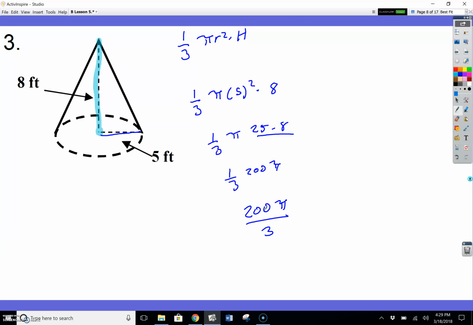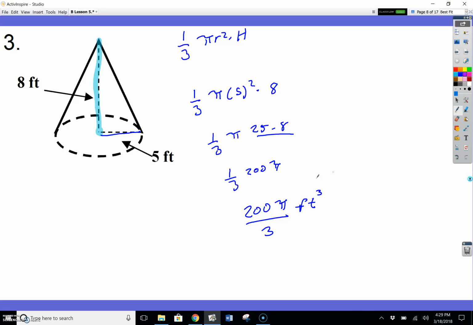Now it asks for your answer in terms of pi. You cannot simplify 200/3 and get a perfect number, so I'm going to just leave it like this. And I'm going to get the answer in feet cubed. If you were to divide these, I think you'd get 66 and 2/3, I don't know off the top of my head. You could write that, but this is the most accurate. You don't want any decimals here because that's not as accurate. So this is my answer in terms of pi.